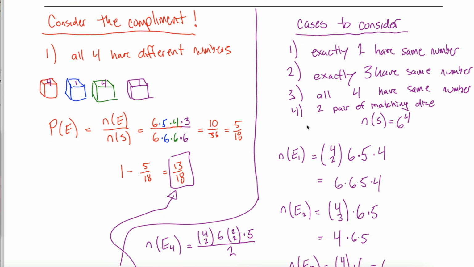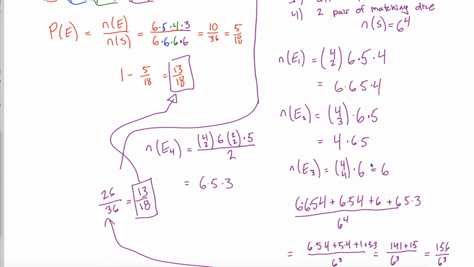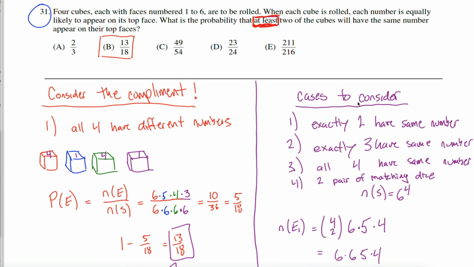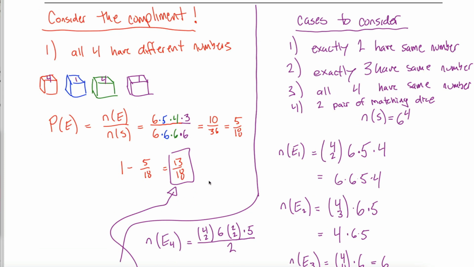You can do it this way, and it's not a horrible idea to understand this way, because a different problem on your test could easily ask you what's the probability that you get exactly 2 pair of matching dice, or exactly 3 with the same number up top or something. But I think a far more common question involves this "at least" phrase, and the test makers are hoping that you consider the complement and get the answer a lot more directly.